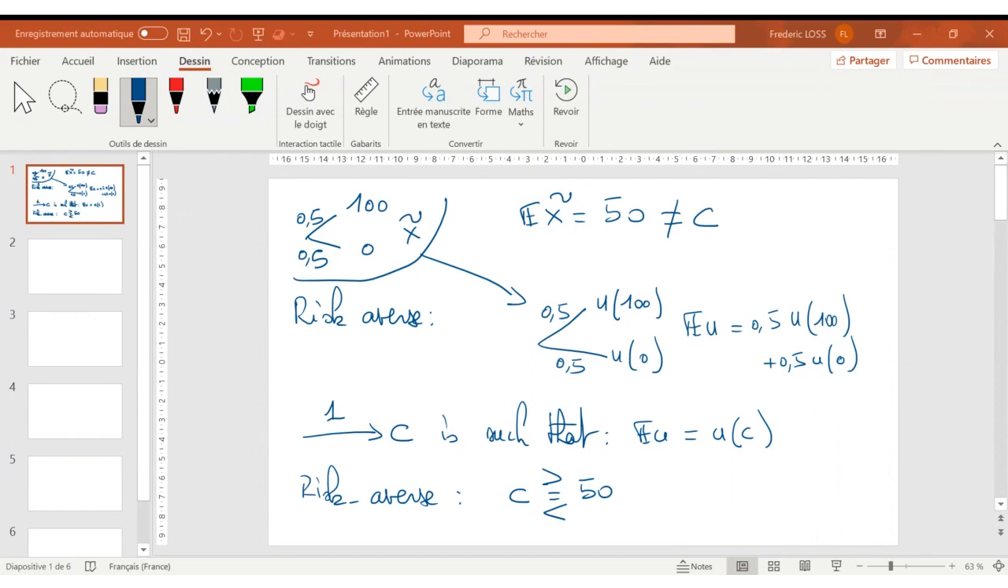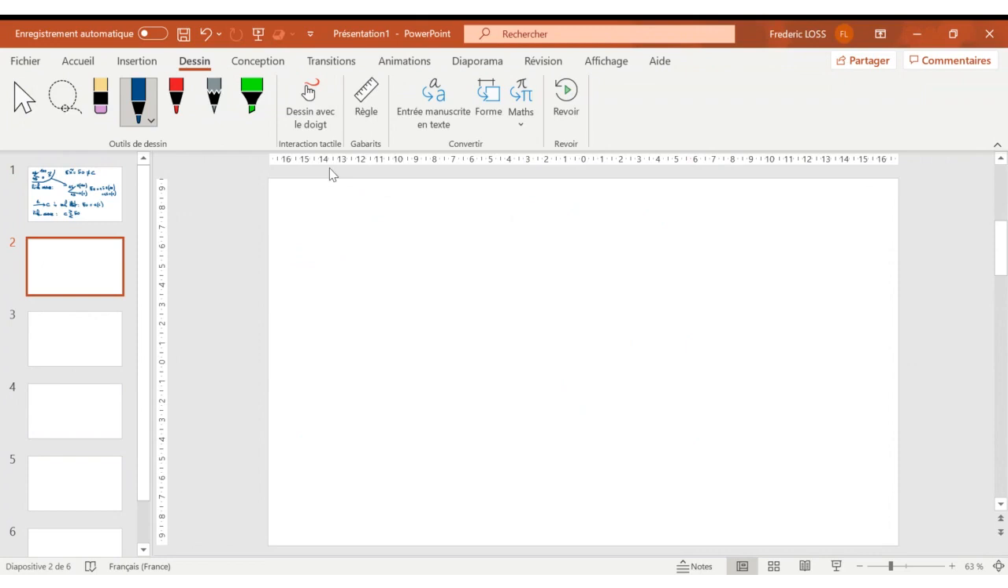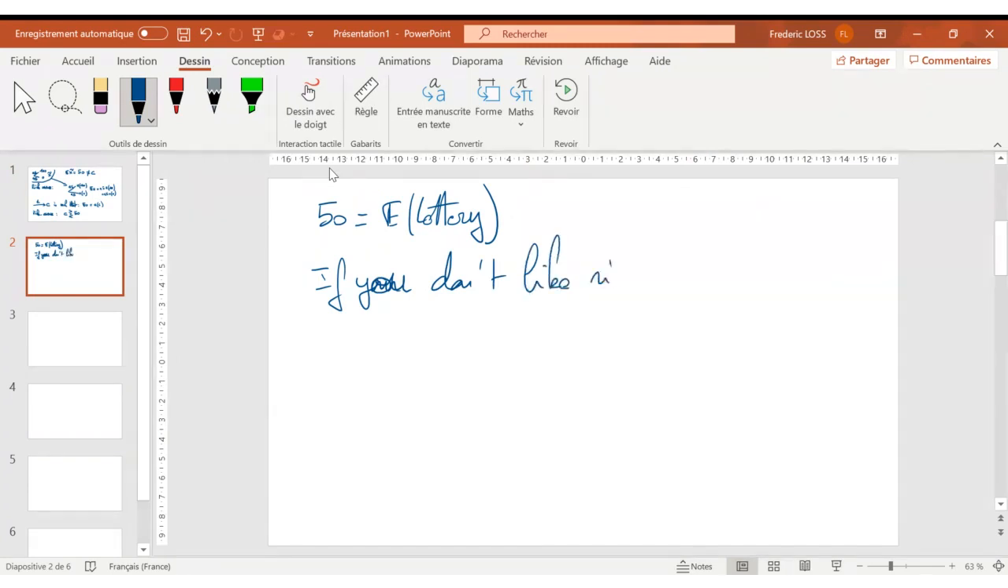Higher? No, actually, it is the contrary. Let me explain why. 50 corresponds to the expected value of the lottery. But if you don't like risk, in order to be indifferent, C should be slightly lower than 50.